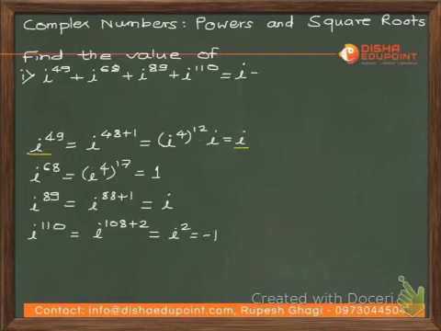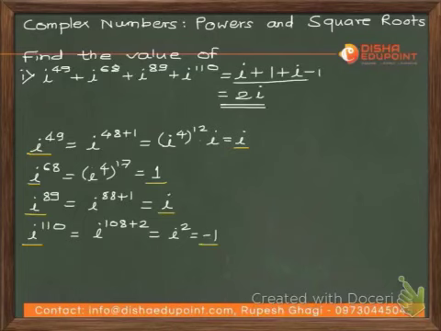We put all these values over here. And the sum will be twice i.